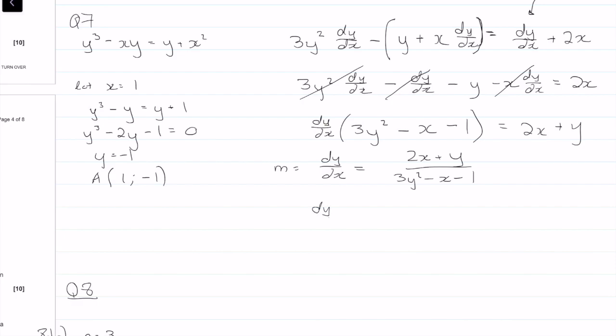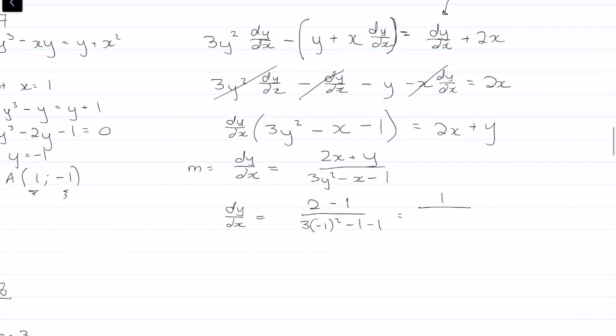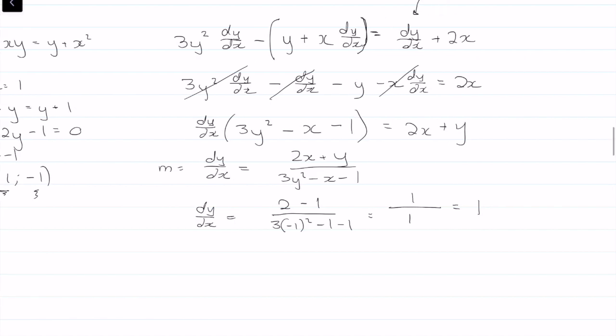So dy/dx, basically x is going to be equal to 1 and y is going to be equal to minus 1. So what we have is 2 times 1 minus 1 all over 3 times minus 1 squared minus 1 minus 1, which is equal to 1 over 3 minus 2, which is 1, so it's just equal to 1. That's very nice. Our gradient comes out as being 1. Now we know what our gradient for our tangent is. m is equal to 1.